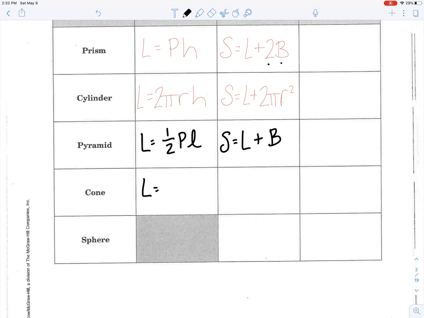We also have cone. Lateral area was pi times r times the slant height. Here we had 2 pi r times h. And surface area was the lateral area plus pi r squared, not 2 pi r squared because we only have one. So it's a little bit easier for you to understand these formulas when you see how they're all connected. But again, you don't have to have them memorized, you just need to know what each of the letters represent so you can plug them in appropriately.